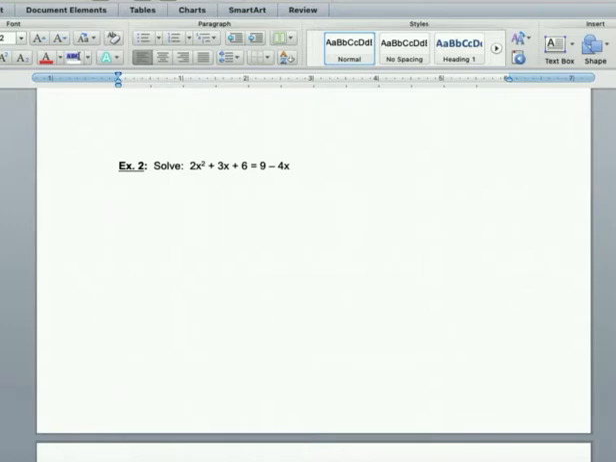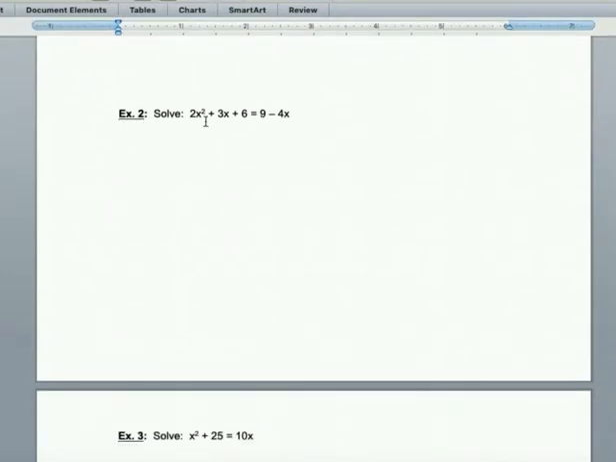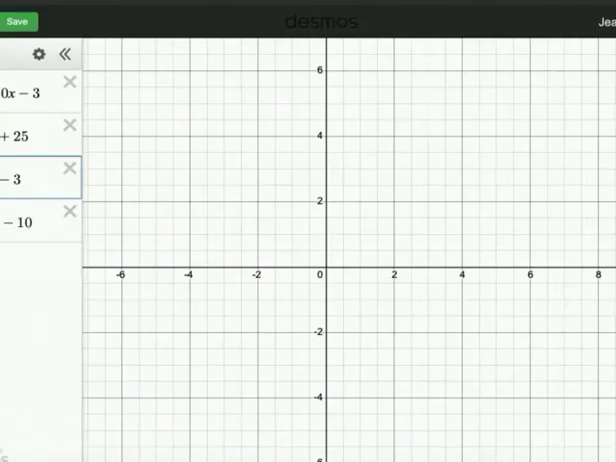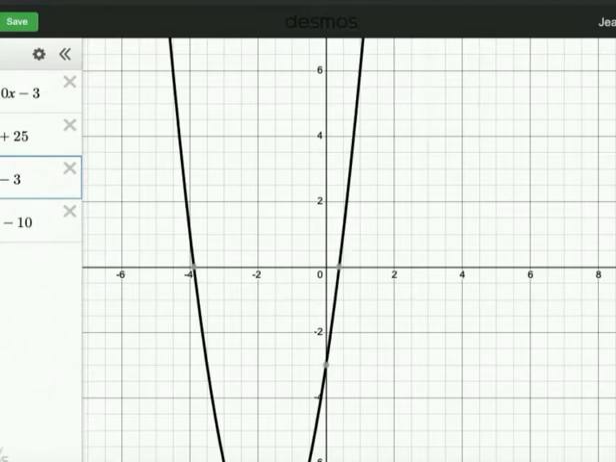Okay, so to check my answer to example 2, the solutions to this equation, remember after we set it equal to 0, we had a new equation right here, y equals 2x squared plus 7x minus 3. And we set that equal to 0. And so the solutions to example 2 are the zeros of this equation. And those zeros, as I can see, are the x-intercepts. And they occur at negative 3.886. That's close to what we had. We had an approximation. And about 0.386. So yes, those are indeed the solutions to that equation.